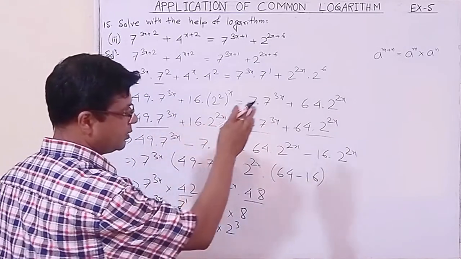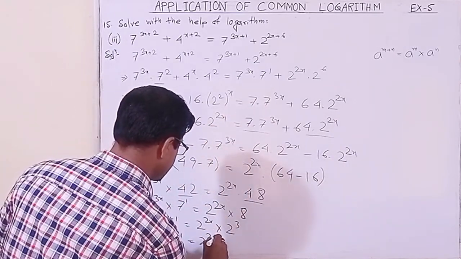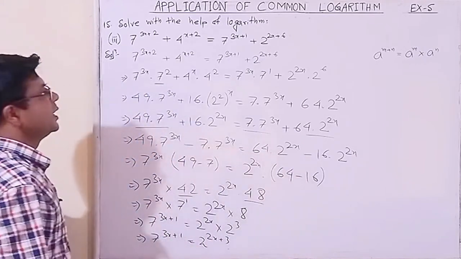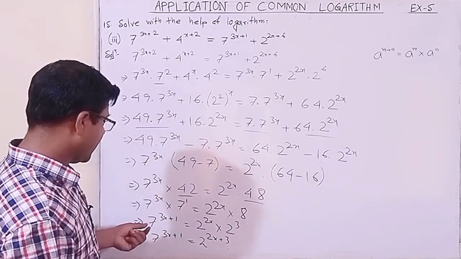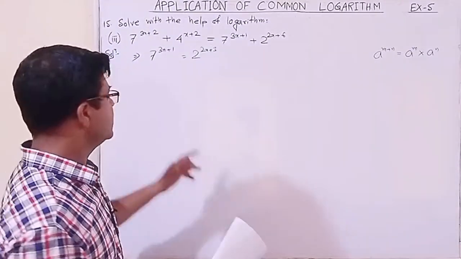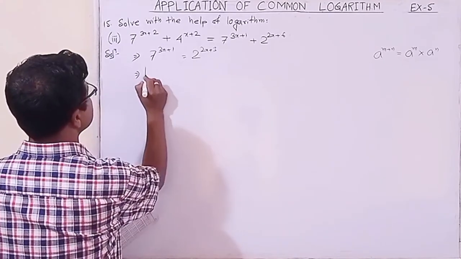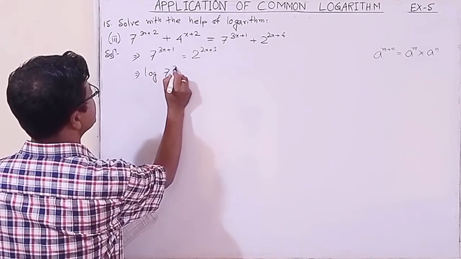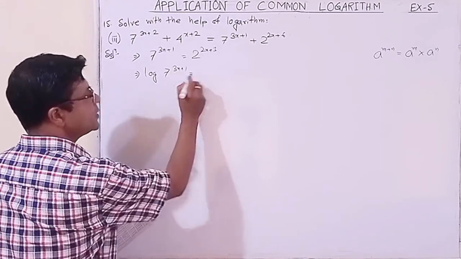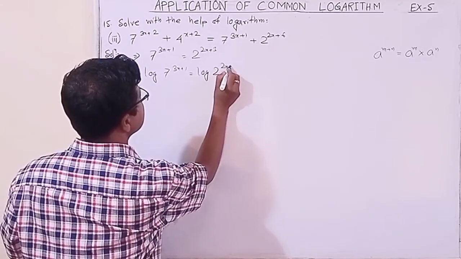So we'll write it using a to the power m times a to the power n equals a to the power m plus n. So 7 to the power 3x plus 1 equals 2 to the power 2x plus 3. Now we'll take log on both the sides. Dear students, the last line we have written here, we take log on both the sides. So log of 7 to the power 3x plus 1, and on this side also we take log of 2 to the power 2x plus 3.